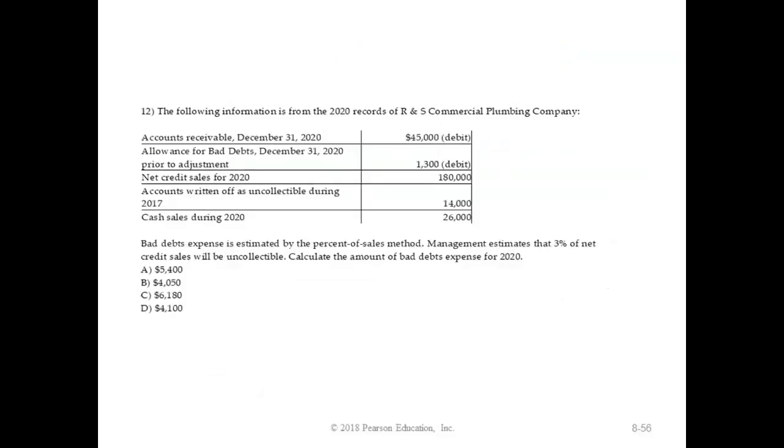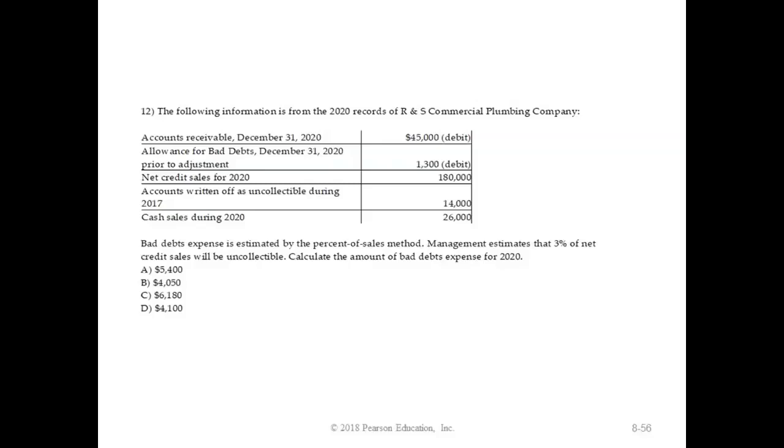So number 12, the following information is from the 2020 records of R&S Commercial Plumbing. We've got some numbers here. We've got AR, the allowance for bad debt as of December 31st prior to the adjustment, net credit sales, accounts written off during 2017, and cash sales. Bad debt is estimated by the percent of sales method. We're estimating that 3% of net credit sales will be uncollectible. Calculate the amount of bad debt expense for 2020.